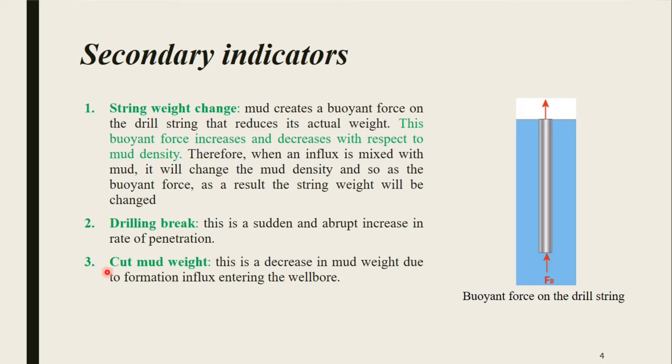The last secondary indicator is cut mud weight. This is a decrease in mud weight due to the formation influx entering the wellbore. Therefore, when the mud weight or density is suddenly decreased, you have to assume that somewhere in the open well, the formation influx is entering the wellbore, and it's making the mud lighter. So, once you observe the sudden decrease in mud density, you have to take the necessary precautions to take control of the situation. And in the next slide, we'll talk about these precautions and procedures.